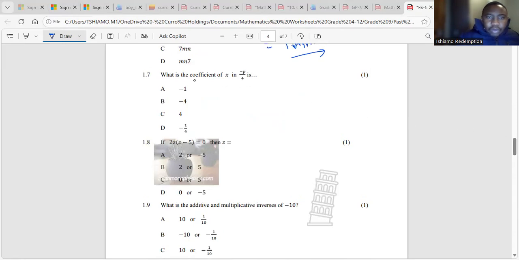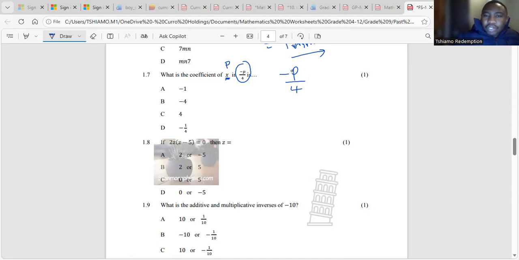Okay, moving along. What is the coefficient of x in this case? Also here, I'm assuming they wanted to say p because we don't have an x there. So in this case, the coefficient of p will be negative p over 4.